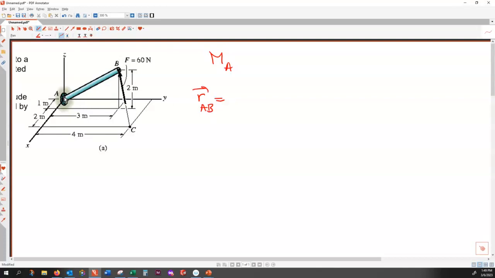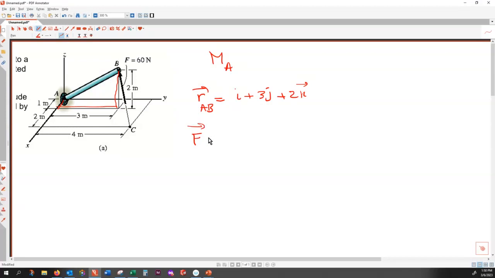From last week, we remember that to go from A to B, I simply go 1 meter along positive X, 3 meter along the positive J, and 2 meter in positive K. So that is i plus 3j plus 2k. All right, so that's it.